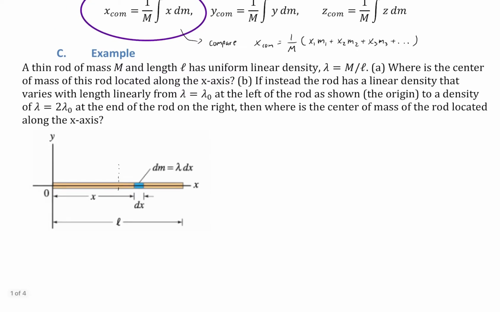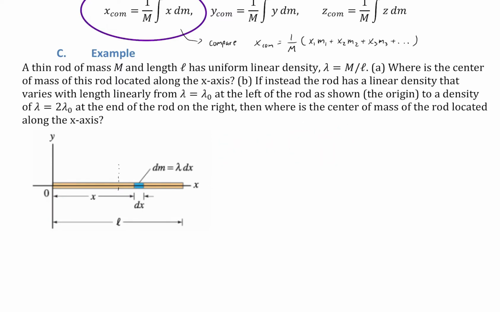Let's read our example. A thin rod of mass m and length L. We don't need to define what they are because they're not going to affect the result. There are placeholders here. So some mass, it could be a kilogram, some length, it could be a meter. It doesn't matter. It has uniform linear density. So this is the variable for linear density. It's the Greek letter lambda. And what linear density is, it's kilograms per meter.